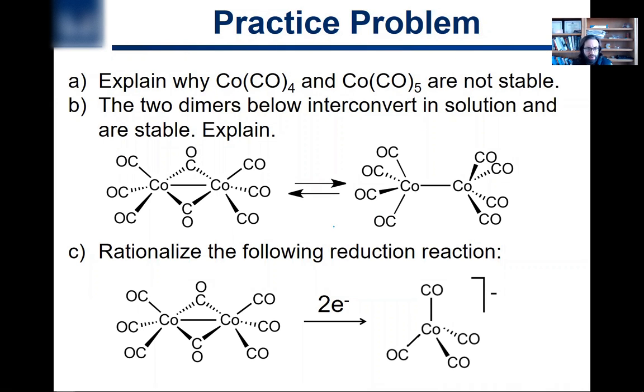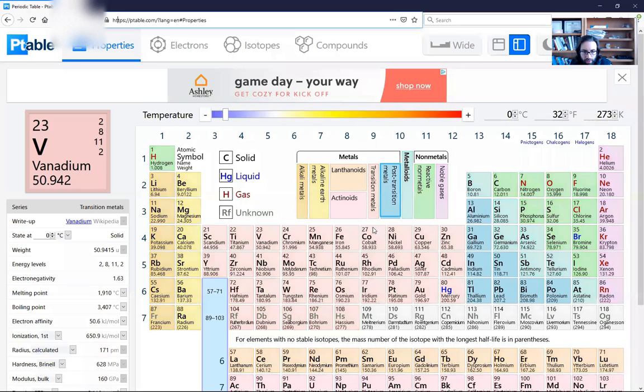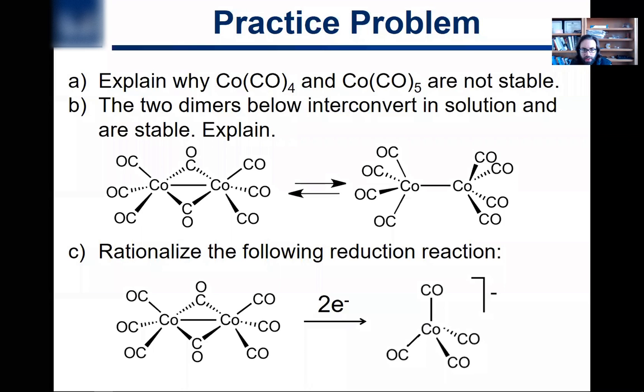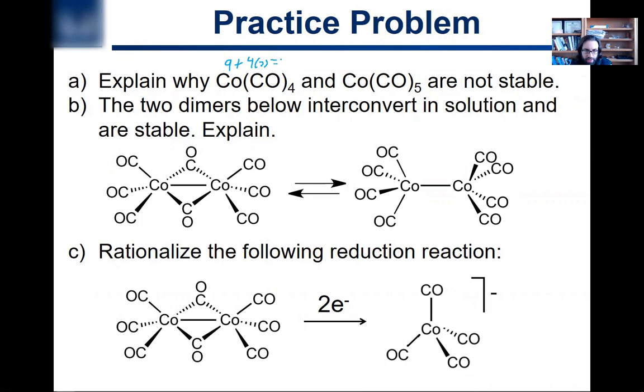All right, so some practice problems. Explain why cobalt tetracarbonyl and pentacarbonyl aren't stable. Well, if we look at cobalt, we're at 9 valence electrons, and a carbonyl is a 2 electron ligand. So that's going to be 9 plus 4 times 2, which is 17. That's not the 18 electron rule. And this one is going to be 9 plus 5 times 2. That's going to be 19 valence electrons.